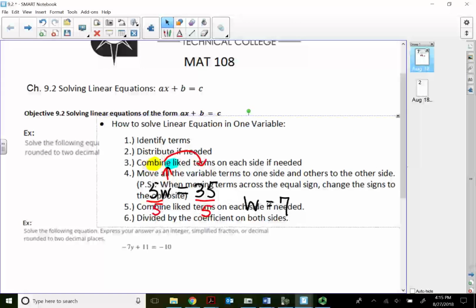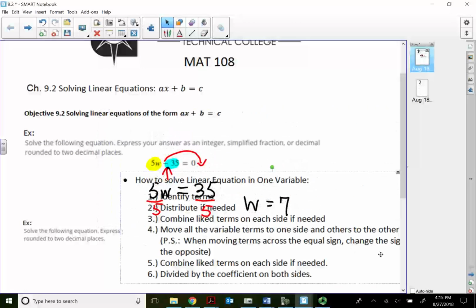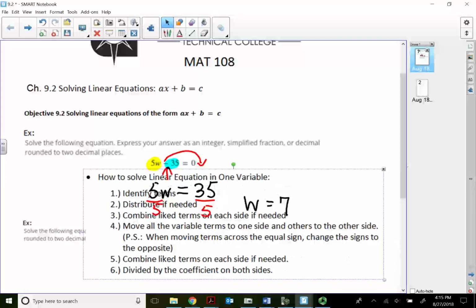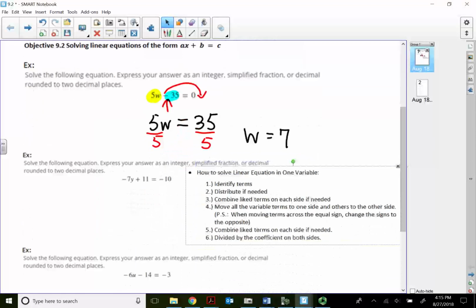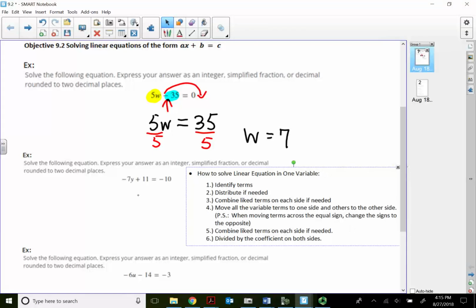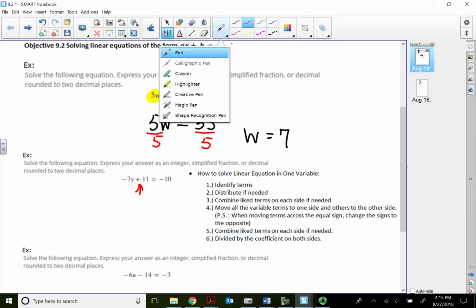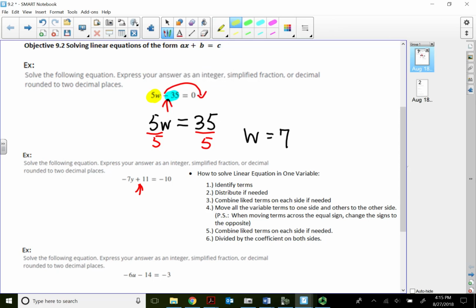All right, so let's identify terms real quick. Let me make this a little bit smaller. There you go. Maybe put it on the side right here. Good. This equation, on the left side, has an addition sign separating two terms. So I've got negative 7y and positive 11. On the right-hand side of the equal sign, I have a negative 10. So this equation has three terms.